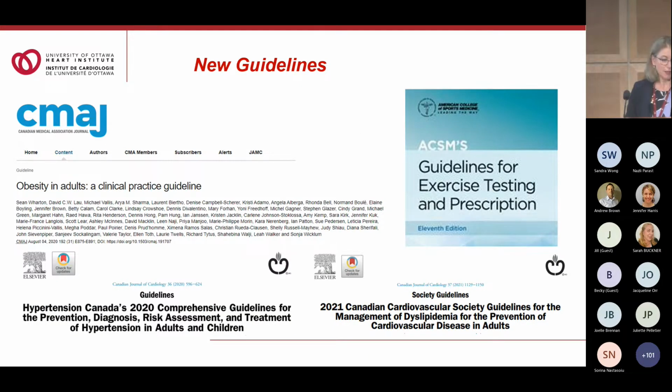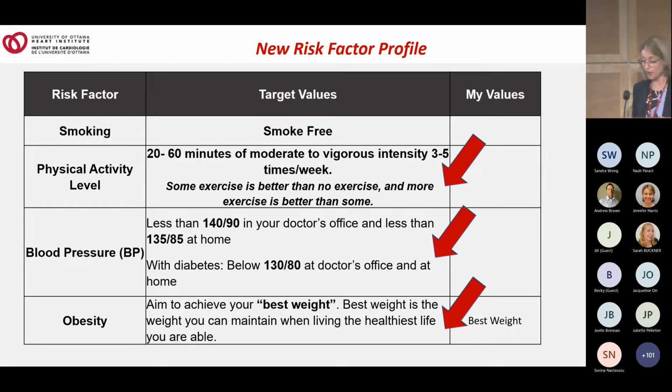So in keeping with the theme of multi-morbidity management and related to what you just heard this morning from some of the new guideline updates, I'm going to talk about some of the changes to our risk factor profile that have been based on new guidelines recently released. So certainly ACSM released some new guidelines a few years ago. We had the obesity guidelines from Obesity Canada that you heard about this morning from Cassidy, as well as Hypertension Canada put out new guidelines, and the CCS in 2021 released new guidelines for the management of dyslipidemia. So all these put together led to an evolution of our risk factor profile that we provide patients.